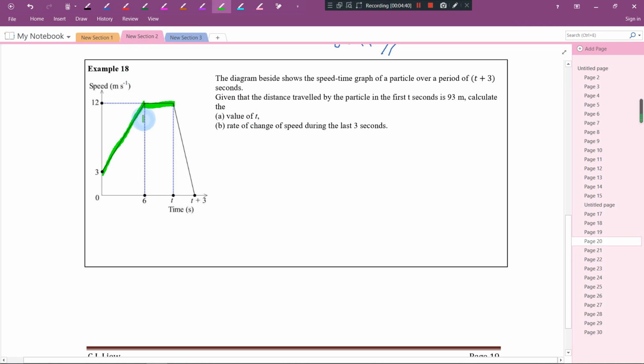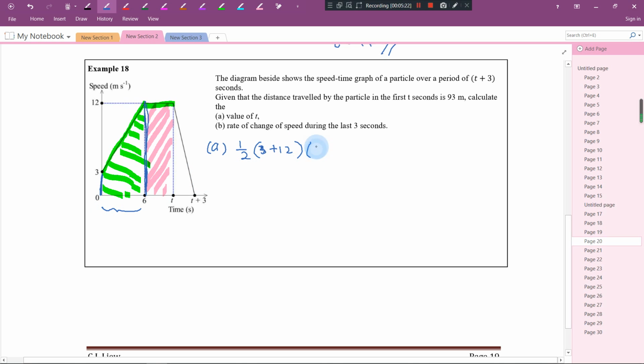Almost the same thing like just now. The area for this part is equal to 93. So this is seconds, we don't have to change the unit. This is a trapezium. To find the area of a trapezium, always remember, start with 1 over 2. Then find the sum of two parallel sides, which is here and here. 3 plus 12. Then times the length here, which is equal to 6.